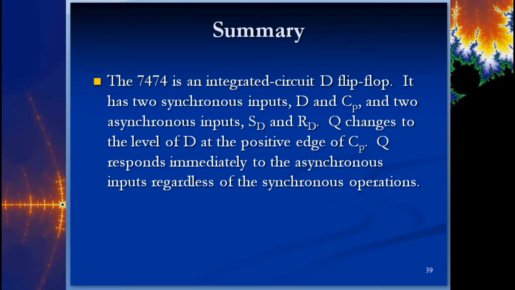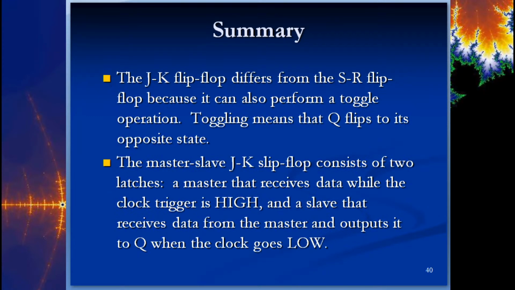So we talked a little bit about the 7474 and the 74LS76. The JK flip-flop differs because we can use that 1-1 condition to perform a toggle operation, and toggling means that Q flips to its opposite state.